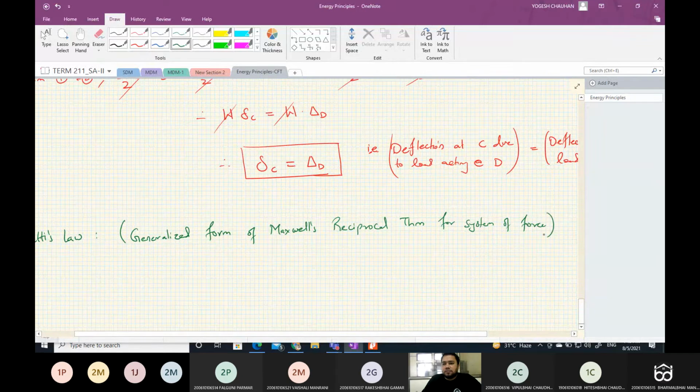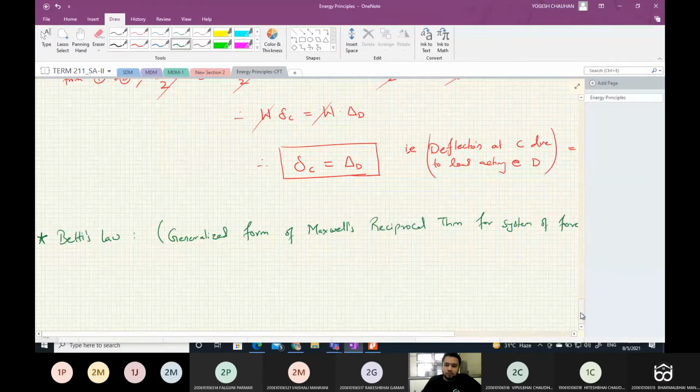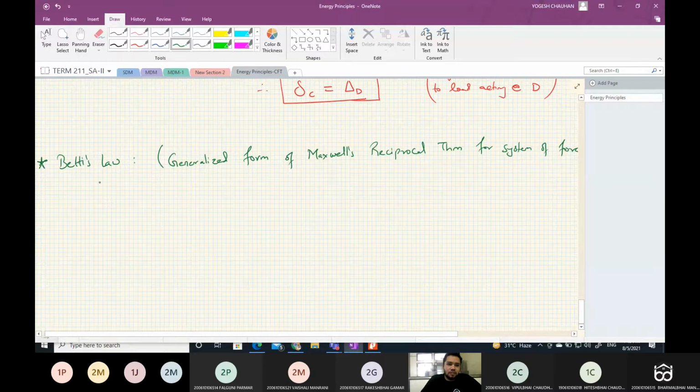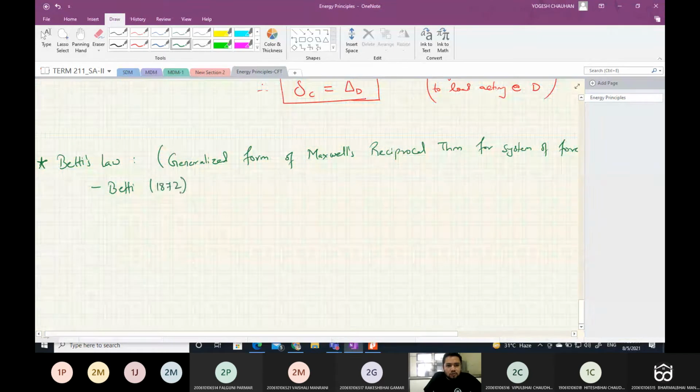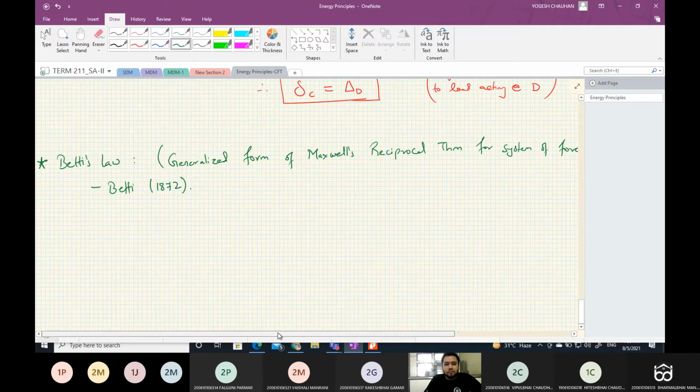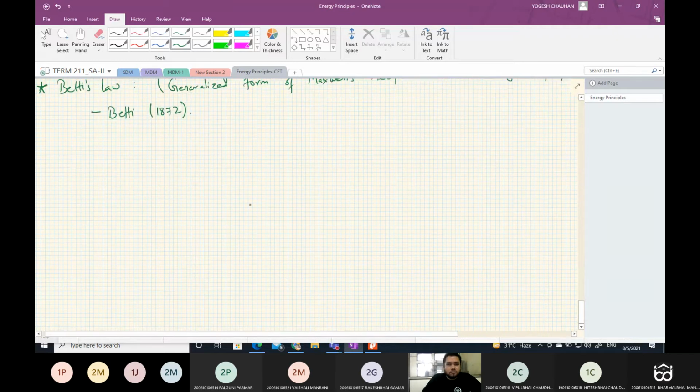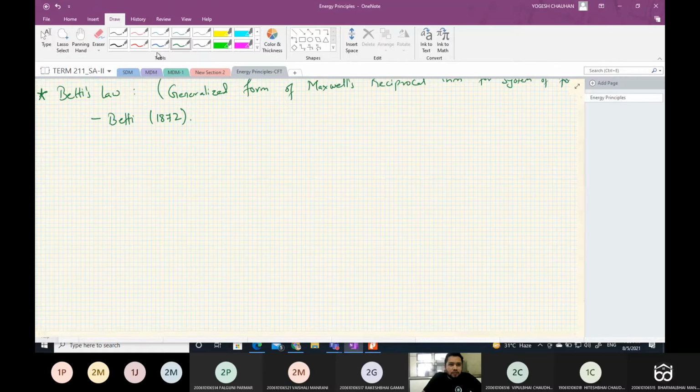Means in Maxwell's theorem we have seen only one force acting, but if we have a series of forces or system of forces which act simultaneously, then the Maxwell theorem can be generalized, and it is presented by Bette's theorem. This theorem was given by Betti in 1872. So let us see the statement.